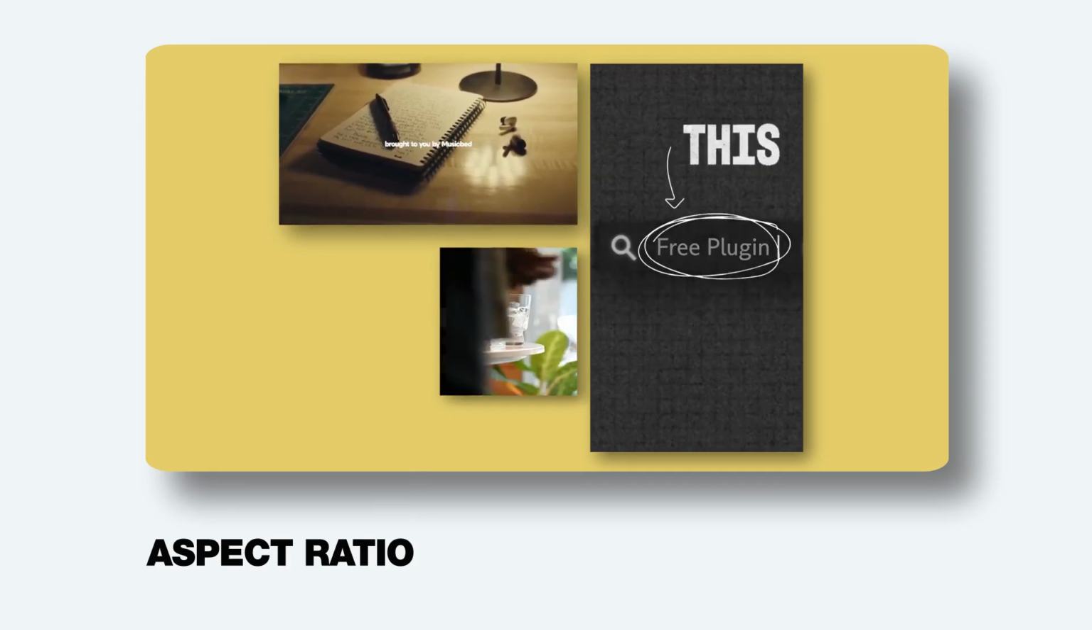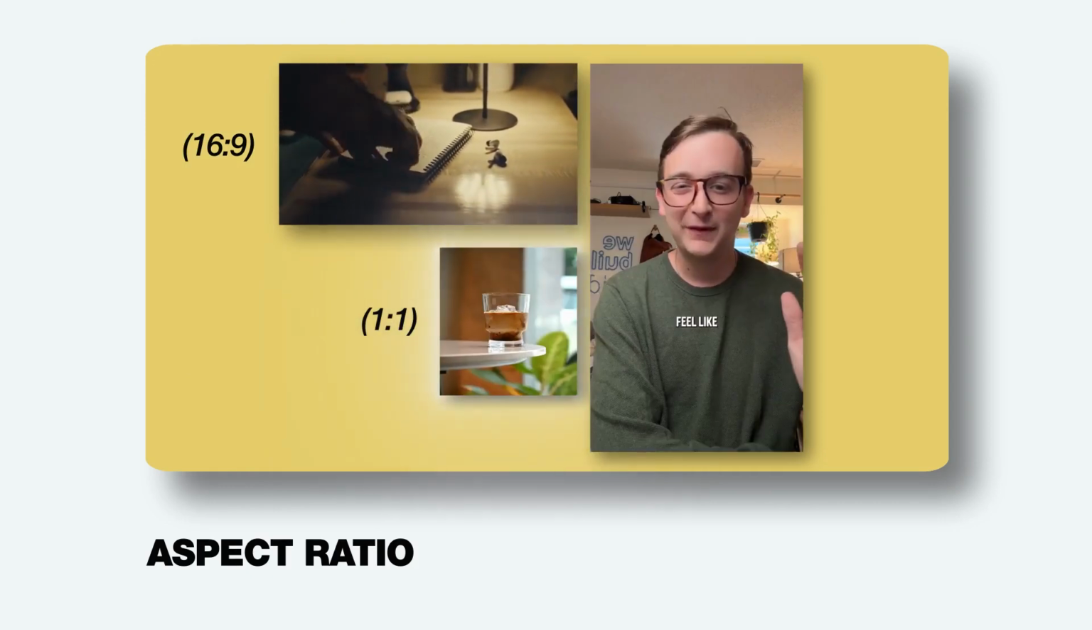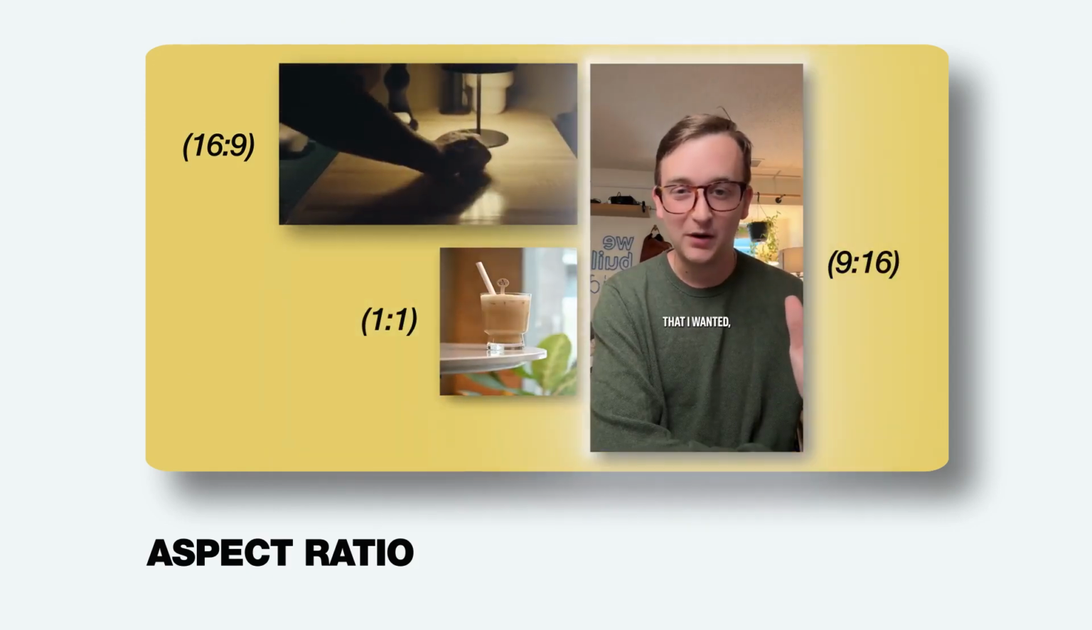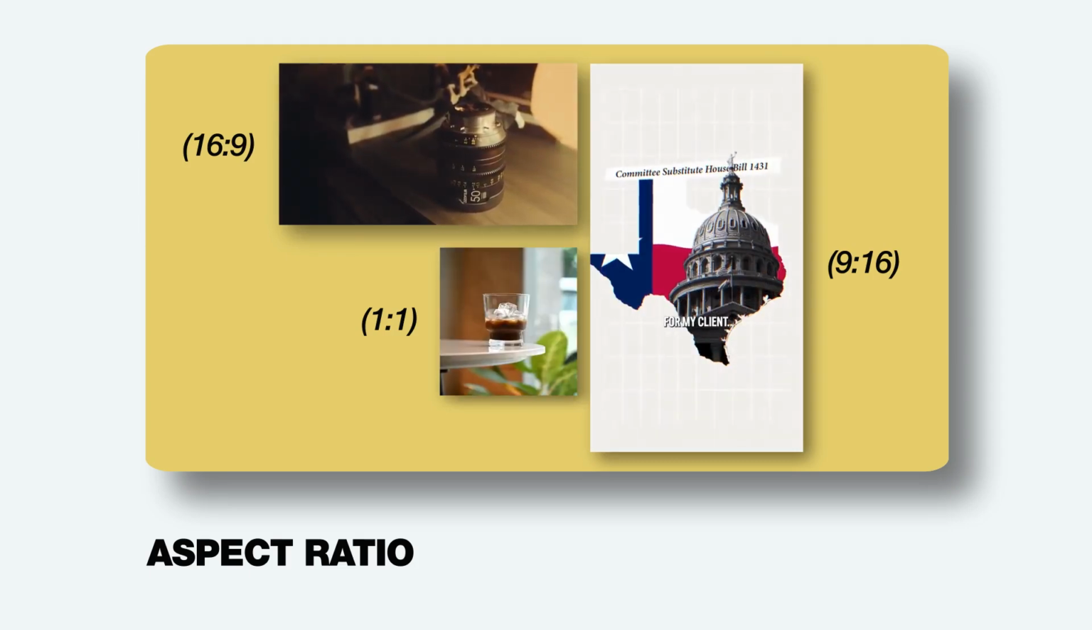Aspect ratio is the shape of your video. Like, is it wide like a movie, or square for Instagram, or tall for TikTok? It matters because you want your video to fit perfectly on the screen where you're sharing it.